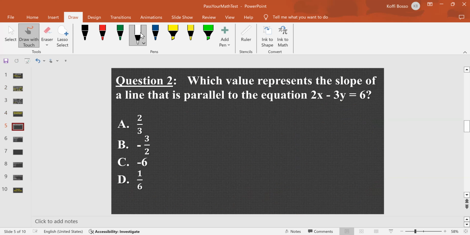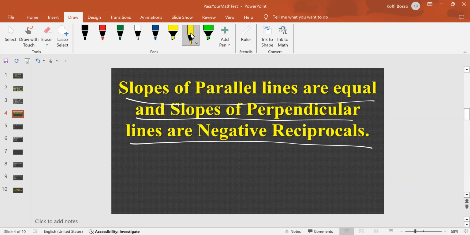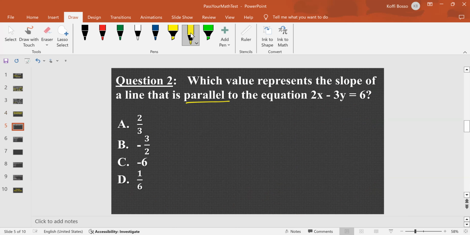Now, question 2. Which value represents the slope of a line that is parallel to the equation 2x minus 3y equals 6? Again, another key word in this question, which is what? Parallel. Now, remember, when two lines are parallel, they have the same slope. Therefore, what we'll do here is check what is the slope for this given equation.